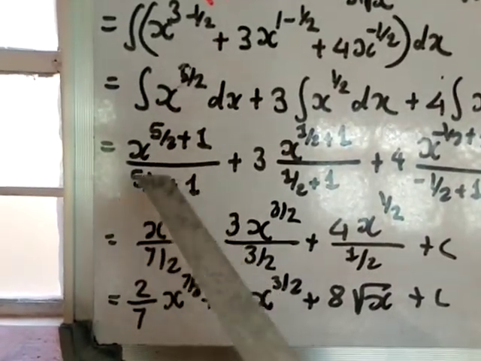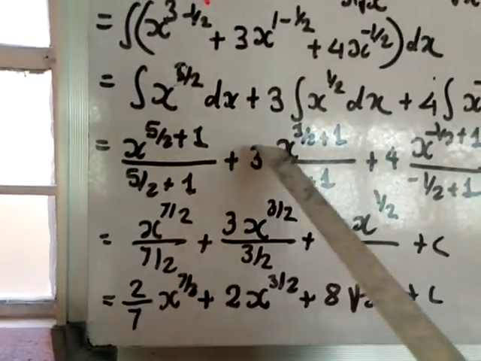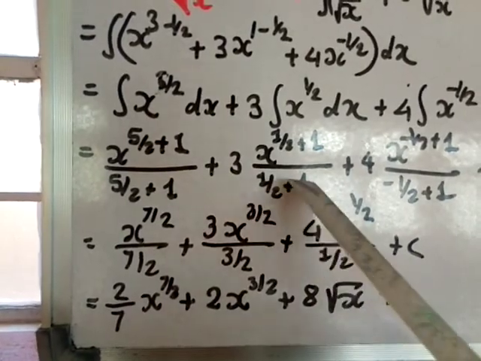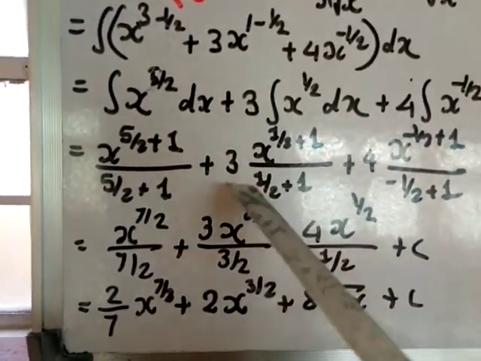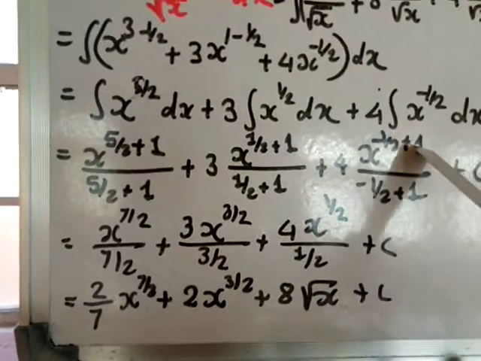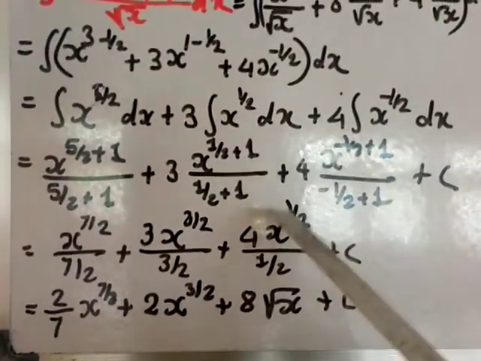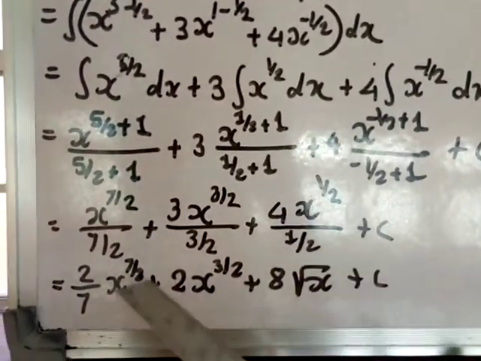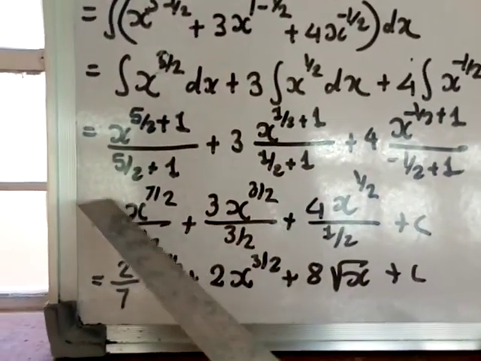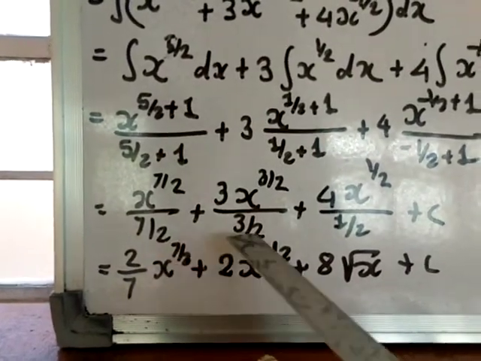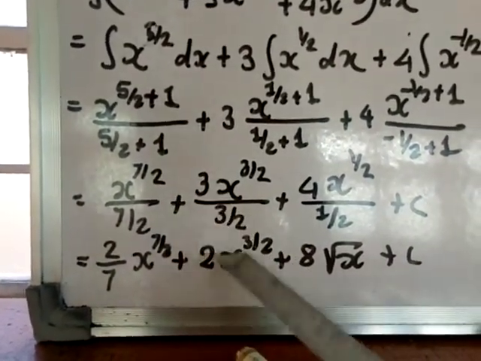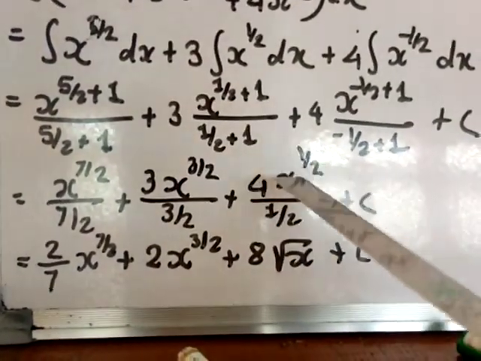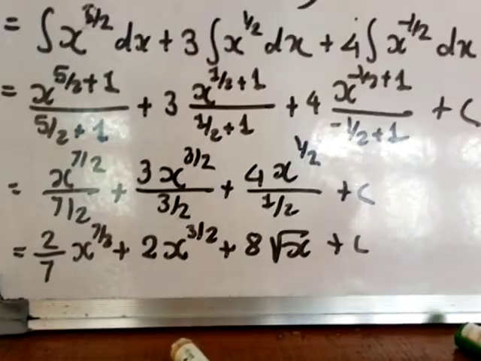2 into 1 is 2 plus 5 is 7 by 2, plus 3 x, here take LCM, 2 into 1, 2 plus 1 is 3 by 2, and here also 2 plus 1 is 3 by 2, plus 4. Here take LCM, so 2, but here minus 1, so 1 by 2, divided by 1 by 2, plus c. Now this denominator can take up, so here 2 by 7 x power 7 by 2, this 3 cut and 2 take up, so 2 x power 3 by 2, plus 4 into 2 is 8 root x, and this x power 1 by 2 you can write as root x, plus c.